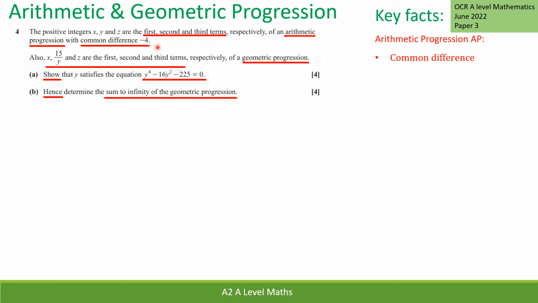4 for our common difference. Now your common difference is always the second term take away the first term, or any two terms that are consecutive to each other subtracted from each other will give you your common difference.